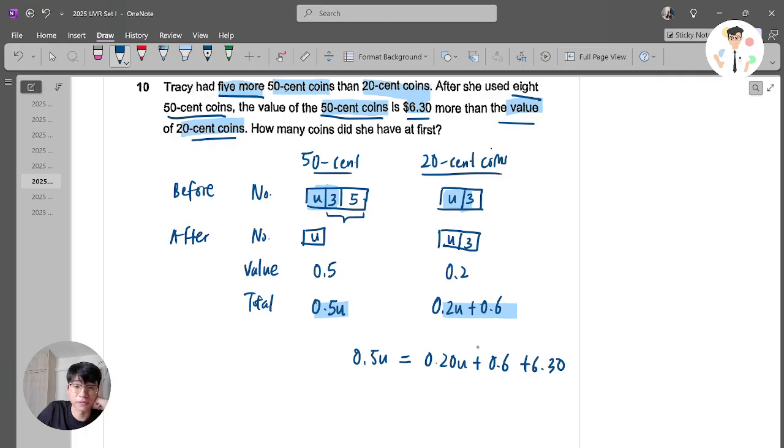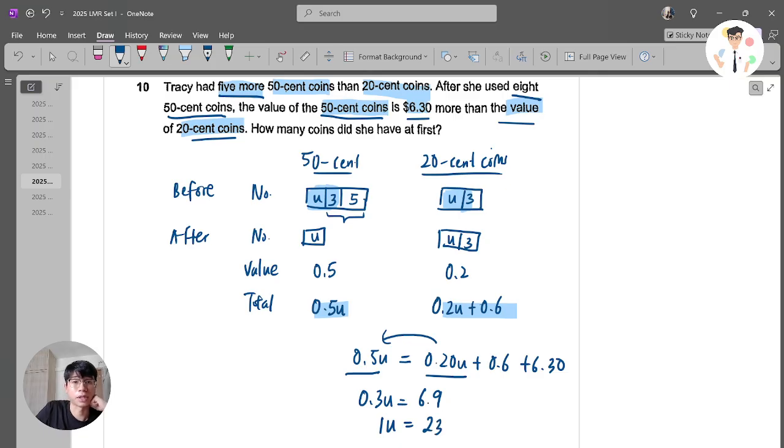Then of course I will solve this. Find out 1 unit is equal to what? So 0.5 unit, 0.2 unit. If I move there, will become minus, which is 0.3 unit. 0.6 plus 6.30, there will be 6.90 or 6.9. And 1 unit will be equal to 23.